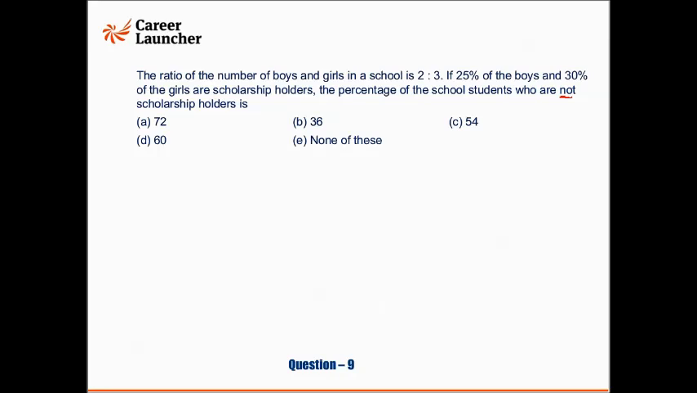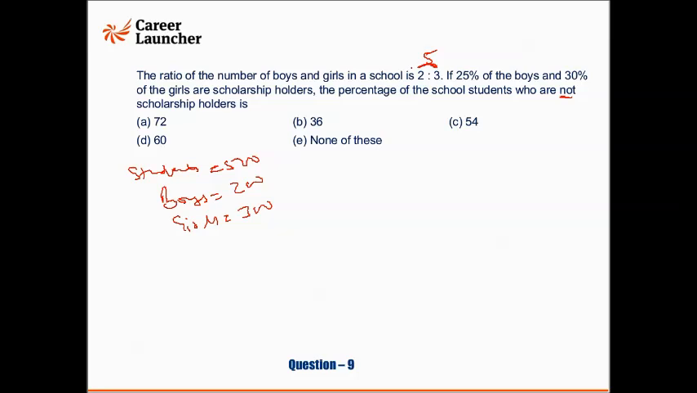Now the conventional way is 3 plus 2 total students. Suppose there are total 500 students, because 3 plus 2 is 5. So try to take out the value of the total of the students as a multiple of 5. So now suppose total students are 500. Correct. If 25% of the boys and 30% of the girls are scholarship holders, so boys and girls are in the ratio of 2:3. That is, boys are 200 and girls are 300.